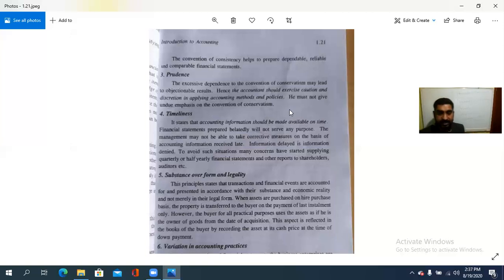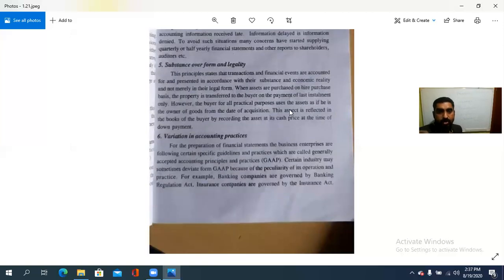So this principle states that transactions and financial events are accounted for and presented in accordance with their substance and economic reality and not merely in their legal form. So that is the substance over form and legality. Then variation in accounting practices.